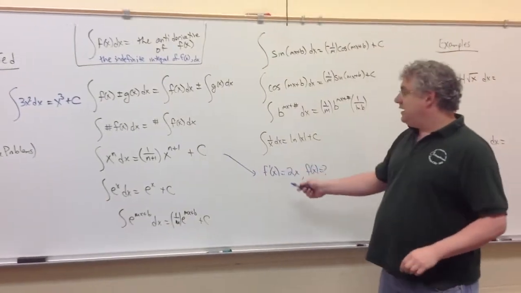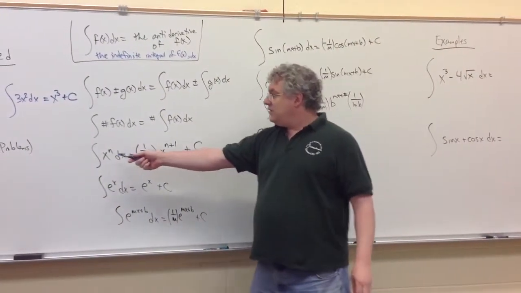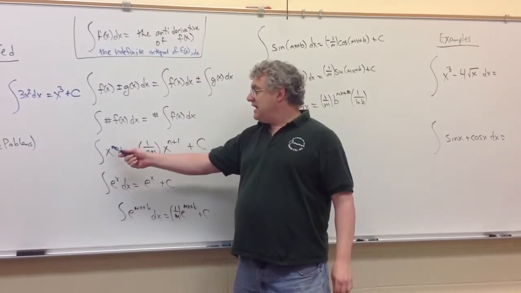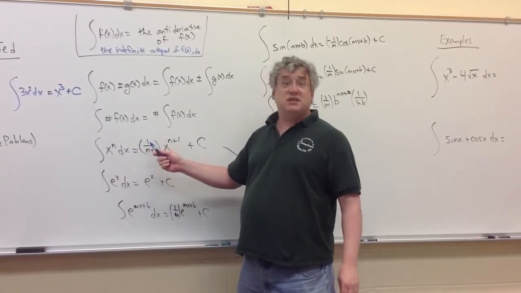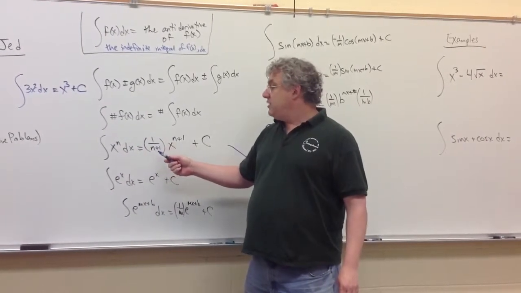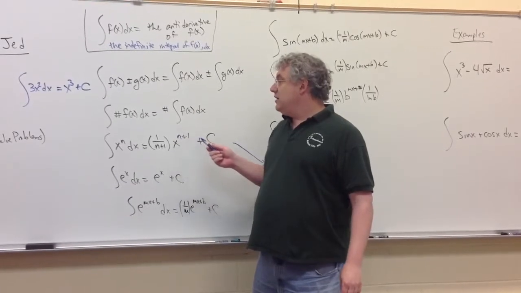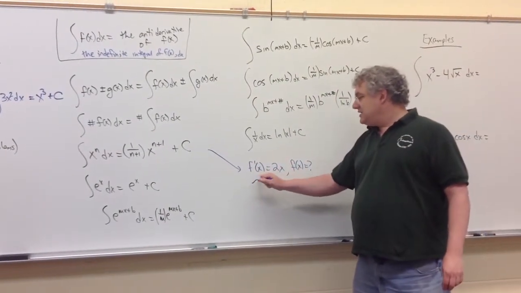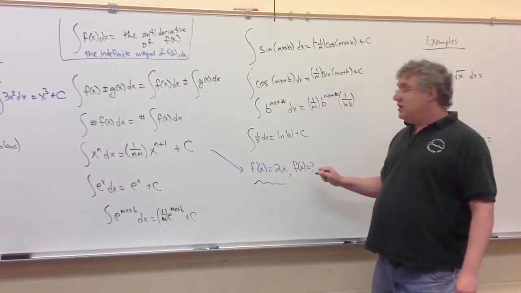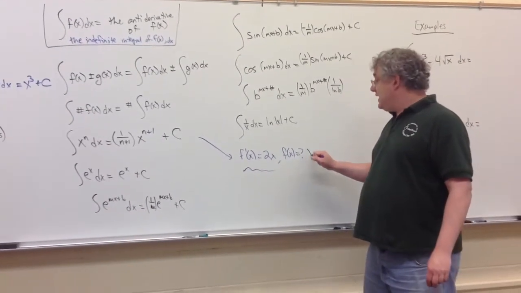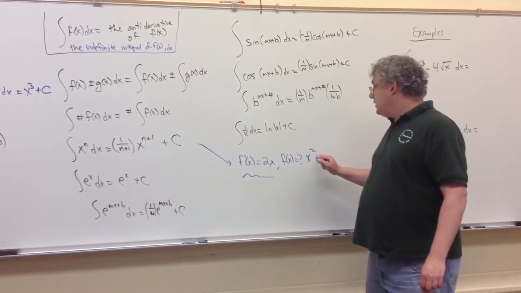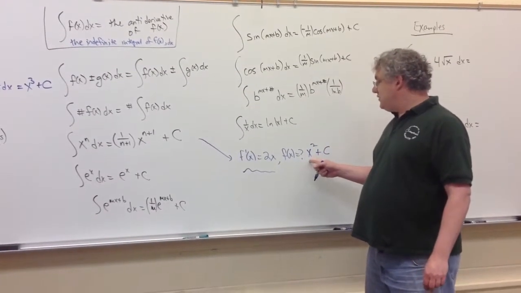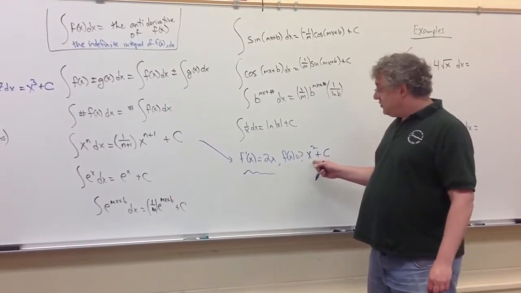Get another example like here. The antiderivative or indefinite integral of x to the n dx, this is the opposite of the power rule. 1 over n plus 1 times x to the n plus 1 plus c. So as an example there, suppose we know the derivative is 2x. What's the antiderivative? Hopefully you now know it's going to be x squared plus c. Because the derivative of this, the c goes away, and the derivative of this is the 2x.